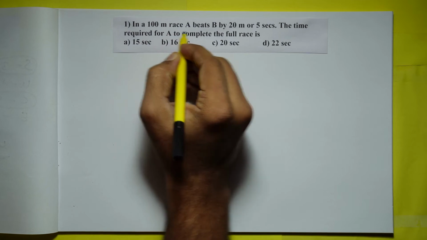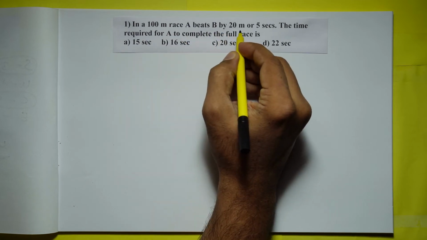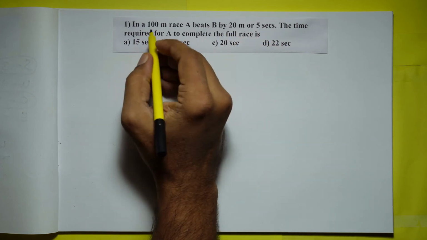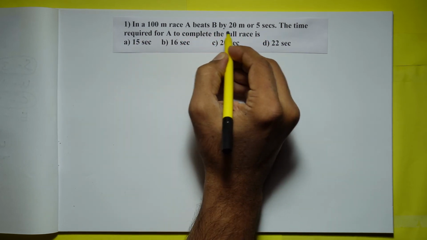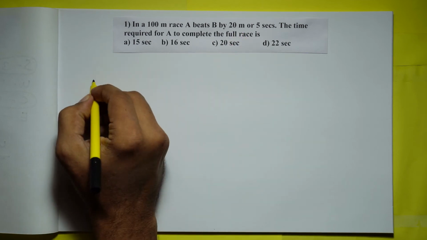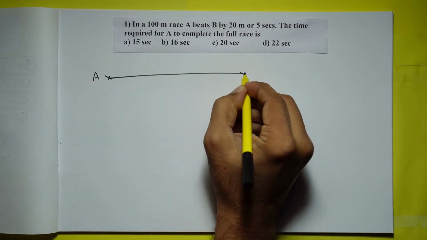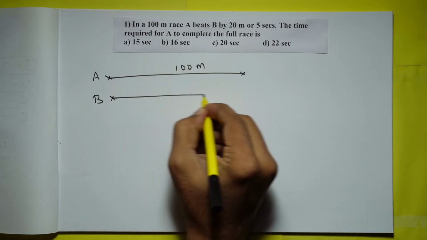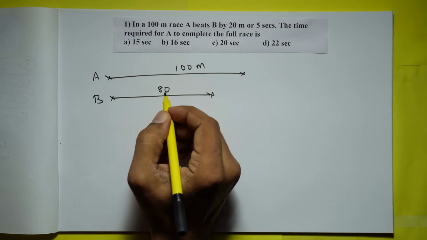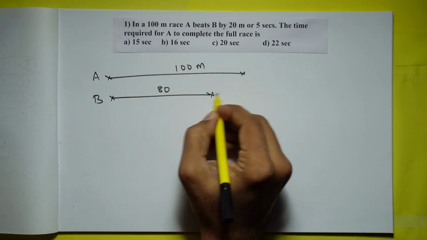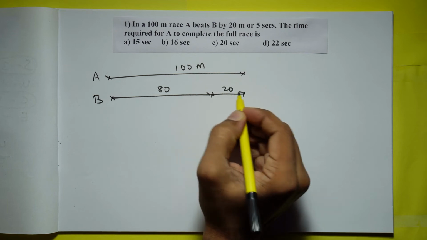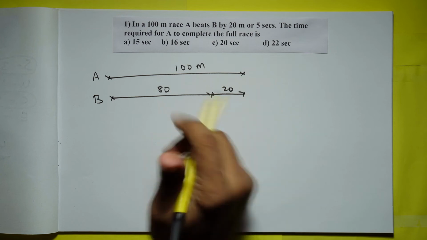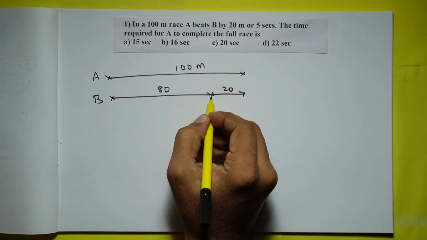In a 100-meter race, A beats B by 20 meters or 5 seconds. So let us represent this data. In a 100-meter race, A beats B by 20 meters. So when A does the full 100 meters, in that much time, B will be able to do only 80 meters. That is why B is behind A by 20 meters. So when A does the full 100 meters, B will be 20 meters behind. B would have done only 80 meters.